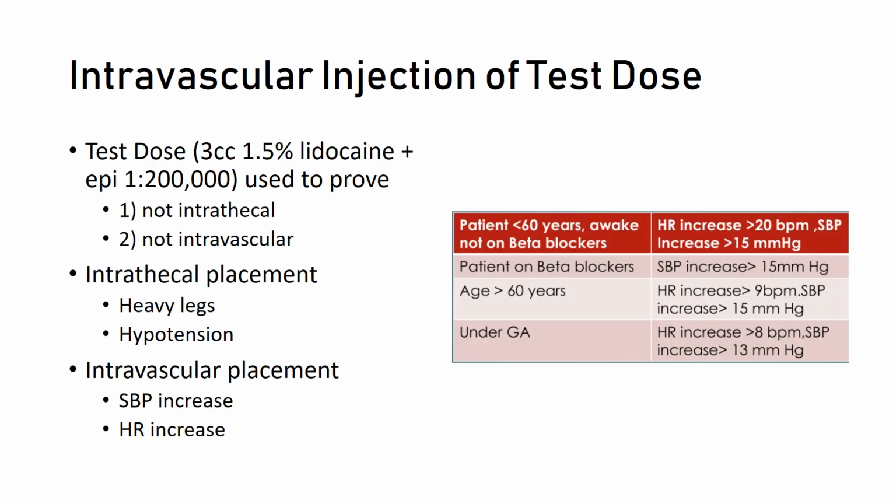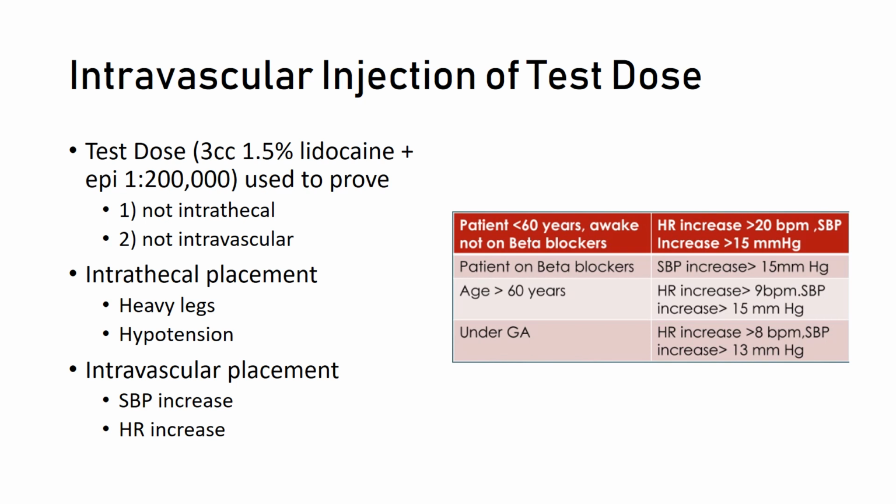Our next topic here is intravascular injection of test dose. For those of you who haven't placed a lot of epidurals or who haven't been up on OB yet, after an epidural catheter is placed, we always give a test dose through the epidural catheter. This is 3 cc's of 1.5% lidocaine plus epinephrine in a concentration of 1 to 200,000, which in 3 cc's, as we've discussed earlier, is 15 micrograms. And this is used to prove two things.